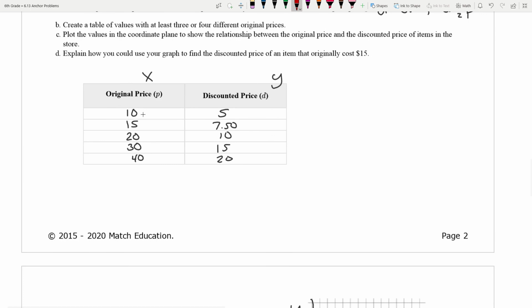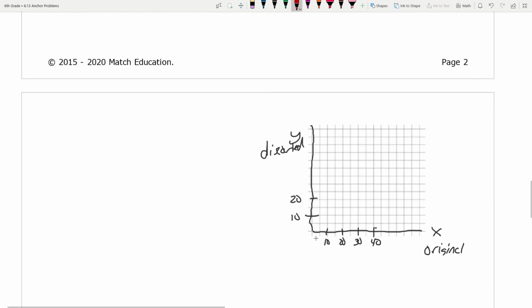If you have 10, it's at 5. 15 was at 7.50, 20 was at 10, 30 would have been at $15, and 40 would have been at $20. So there's a graph. And if I sketch kind of a line, you can see where this is going to be a line.